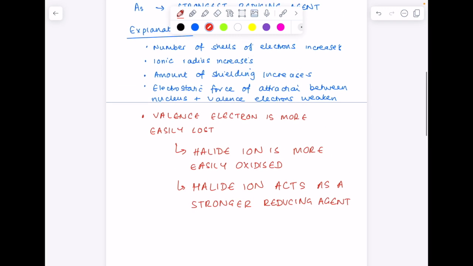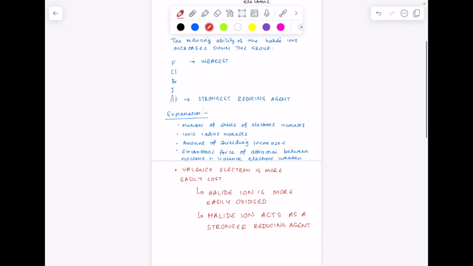So if you're asked in the exam to explain why the reducing ability of the halide ions increases down the group, you need to be talking about the number of shells of electrons increasing, meaning the amount of shielding increases, so the attraction between the nucleus and the valence electrons weakens, that valence electron is more easily lost, the halide ion is more easily oxidized, the halide ion acts as a stronger reducing agent.